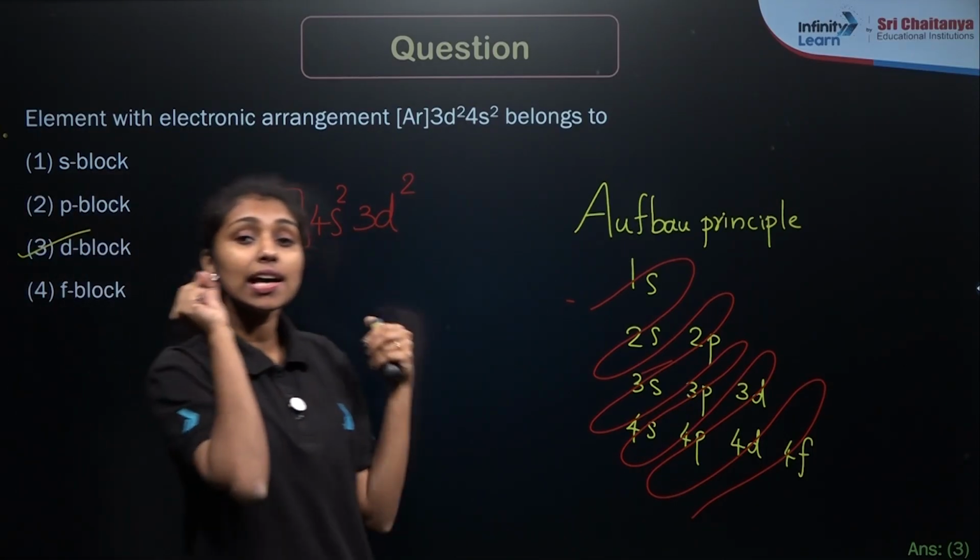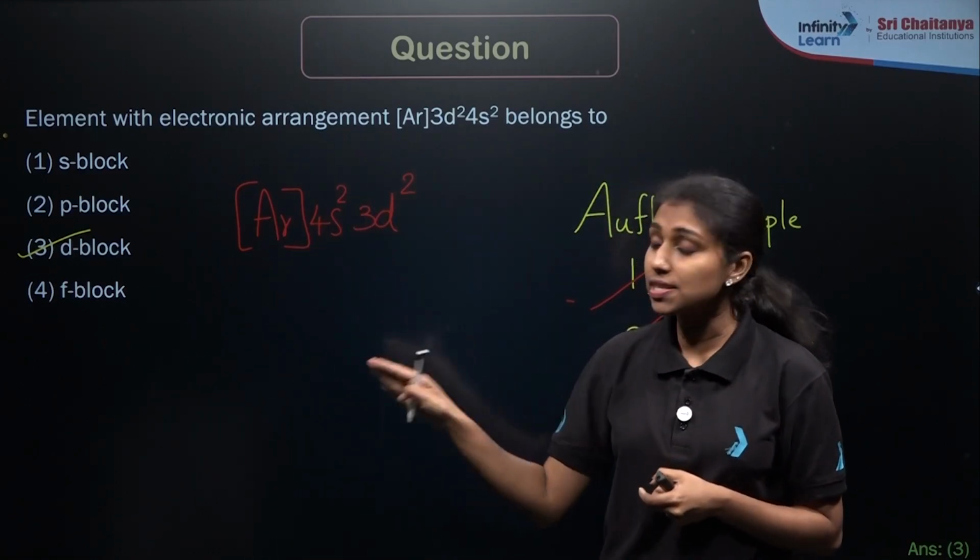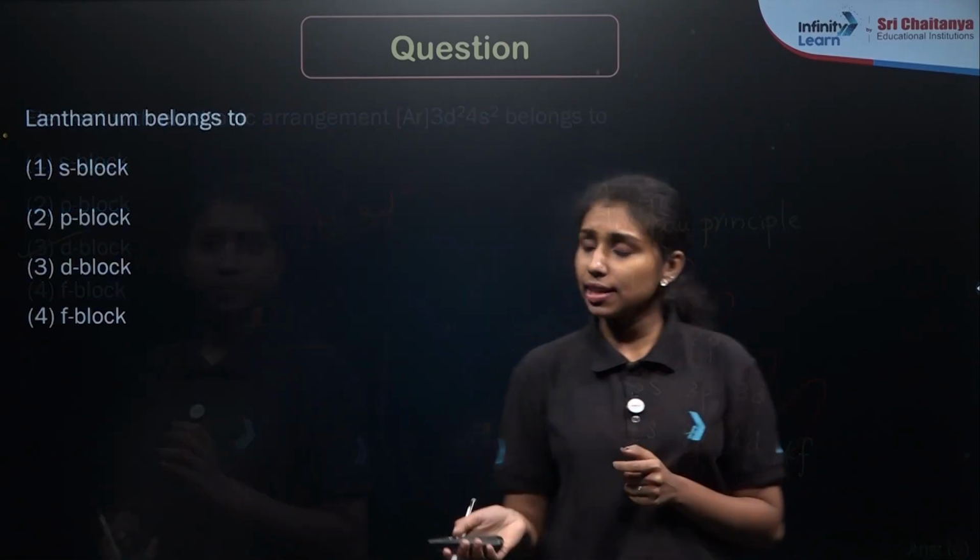That is why here the last electron is entering into the d subshell, so it will be considered as a d block element. Okay, here is our next question.